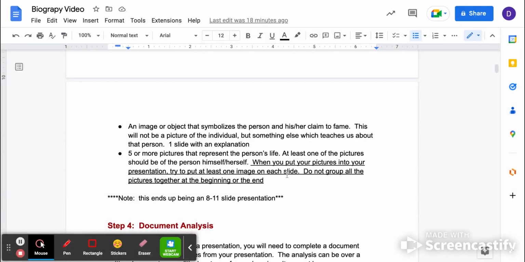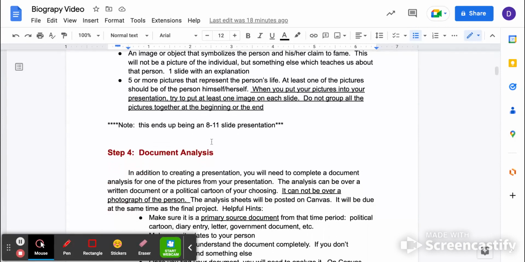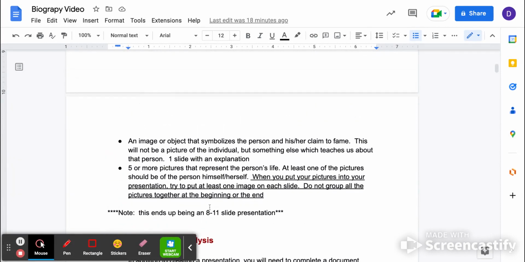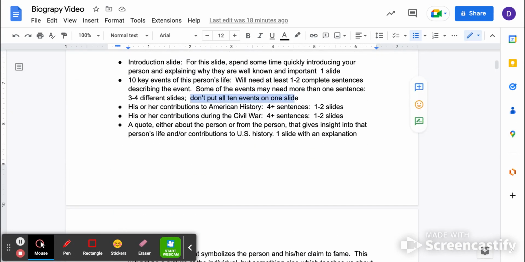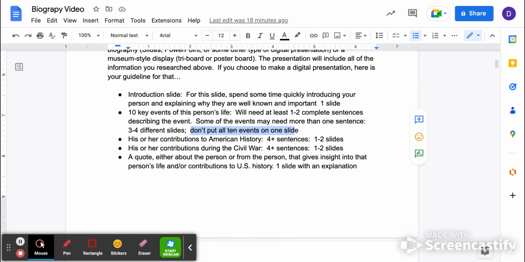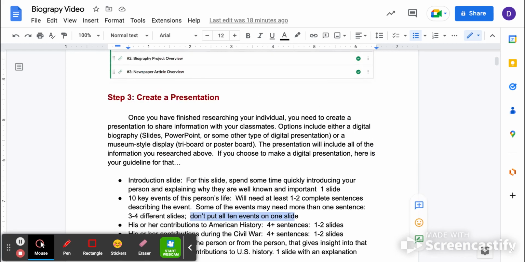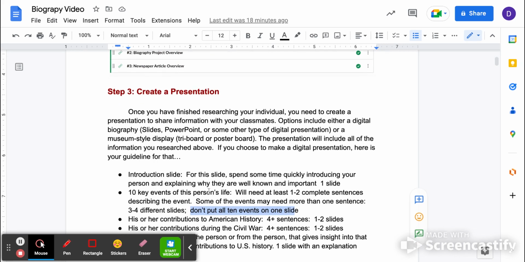You can certainly use more than 5. So if you add this up, based on this guideline, it ends up being 8 to 11 slides. If it goes over that because you're being detailed, I'm okay with that. If you are choosing to do it on a museum style display, a triboard or a poster board, that's fine. I'm giving you that option.